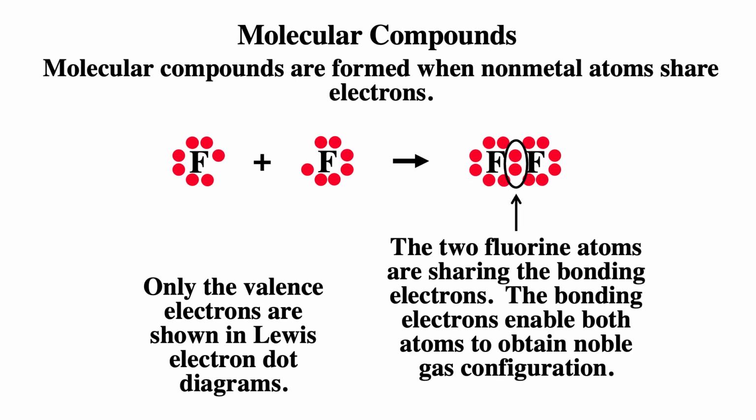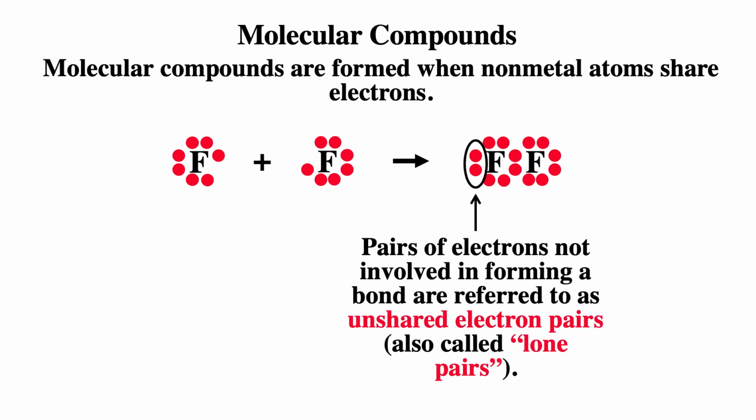Now the electrons being shared are referred to as the bonding electrons. And the electrons not shared, those are the unshared electron pairs or lone pairs.